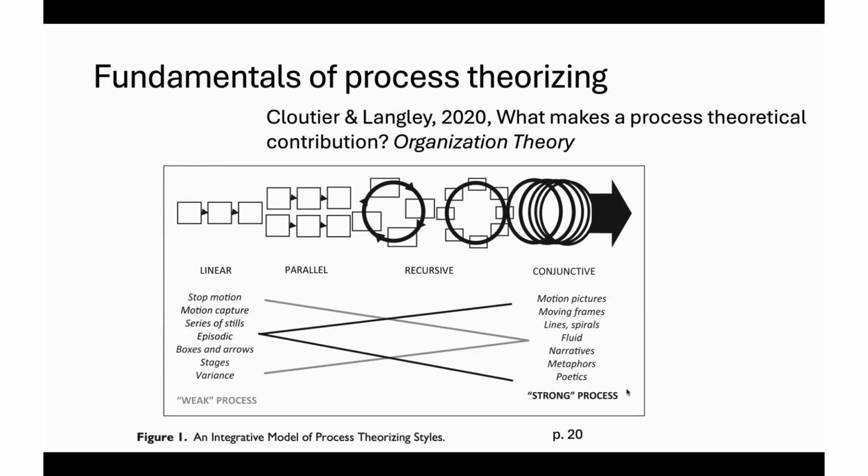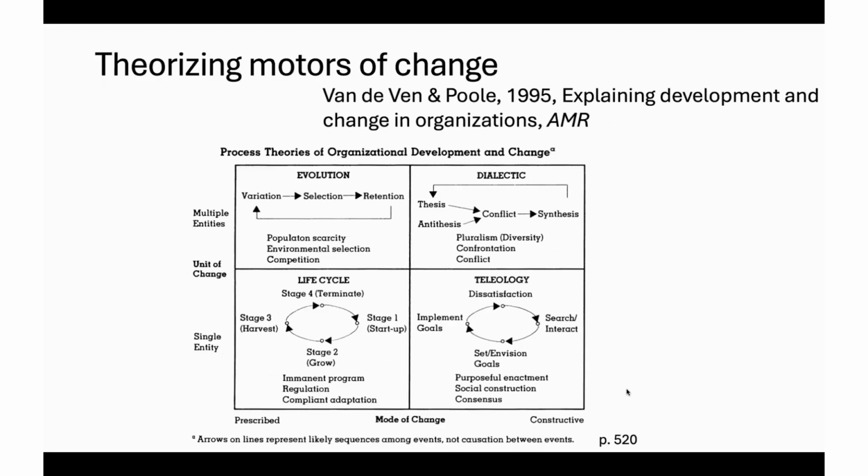What is explaining the process? In other words, what are the different motors of change? How can we think about process? And thinking about the motors of change is always useful when doing process theorizing. I cannot recommend enough Van de Ven and Poole's very classic paper. I'm sure you've all read it. At some point I had memorized it almost entirely.